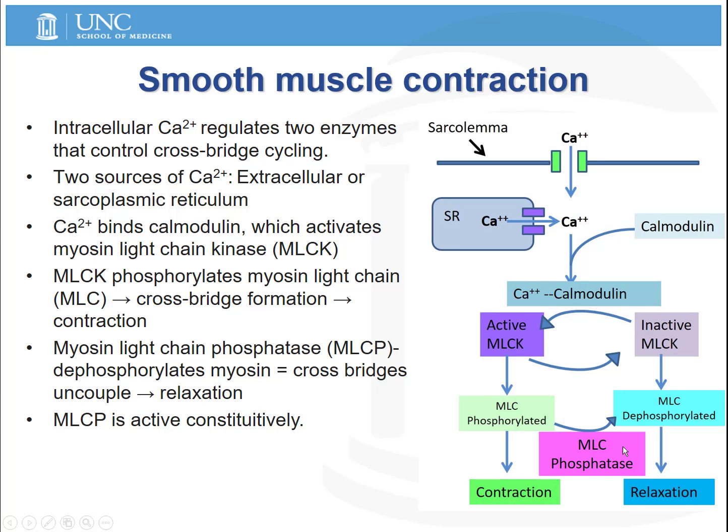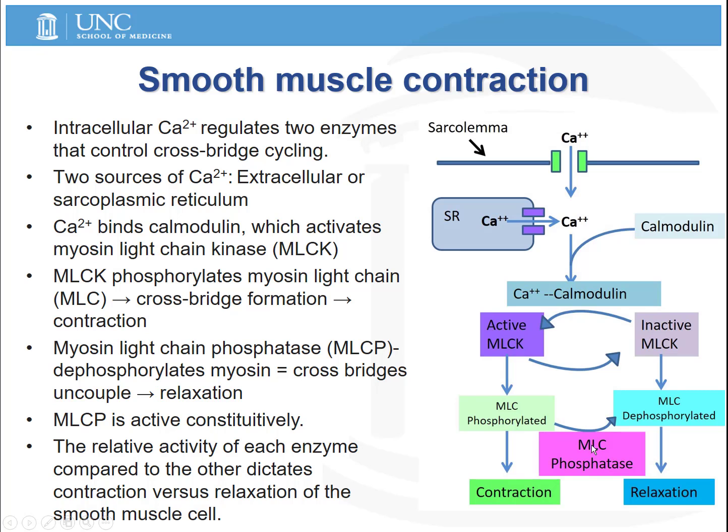Myosin light chain phosphatase dephosphorylates that myosin light chain, causing cross bridges to uncouple and leads to relaxation. This myosin light chain phosphatase is constitutively active, so it's always active. So it's really the relative activity of each of these enzymes, the myosin light chain kinase and the myosin light chain phosphatase, that dictates the contraction versus relaxation of the cell.